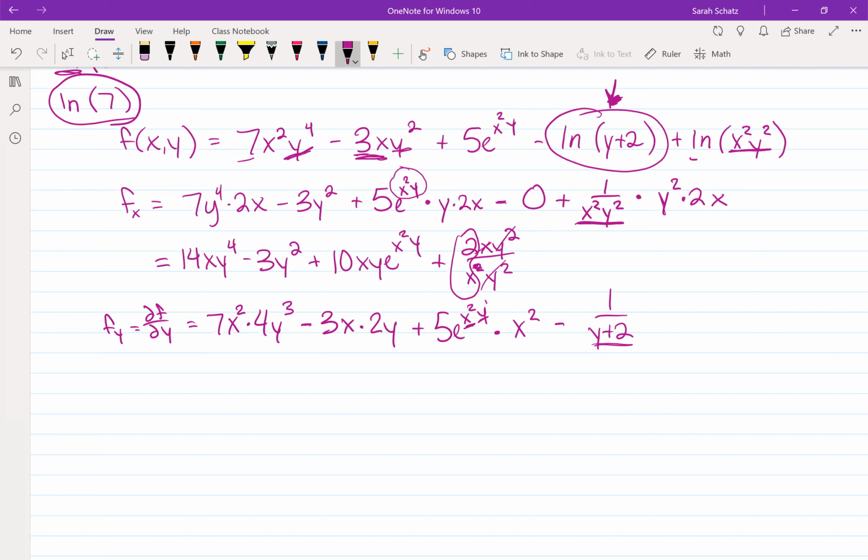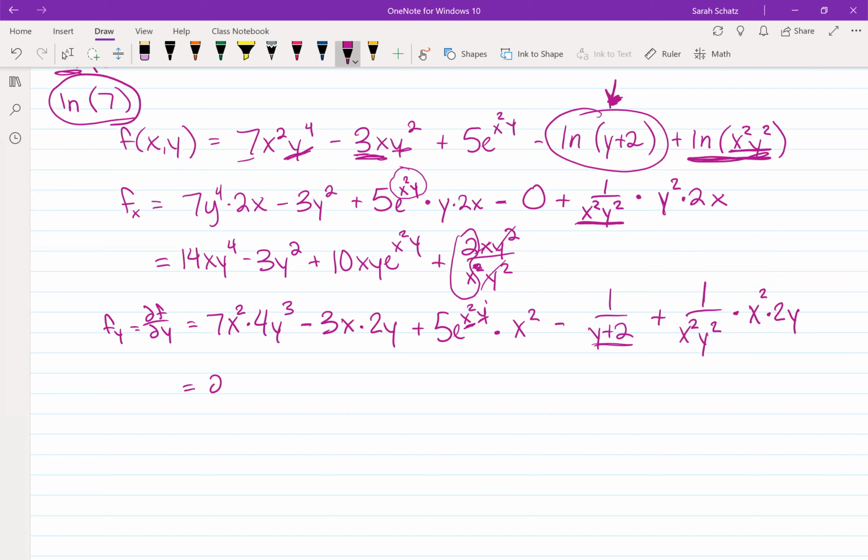Now let's check out our last natural log. So the natural log of x squared y squared, take the derivative, you get 1 over x squared y squared. Your chain rule is going to be a different value here though, isn't it? If you're going with respect to y, then the x squared is a coefficient, and then you take the derivative of the y squared. So let's clean this up.